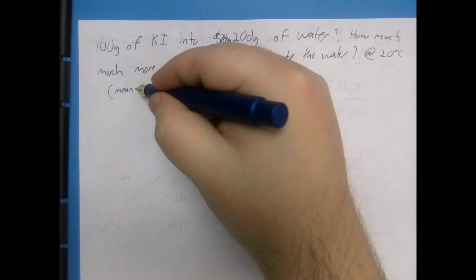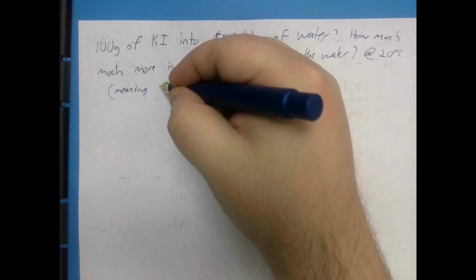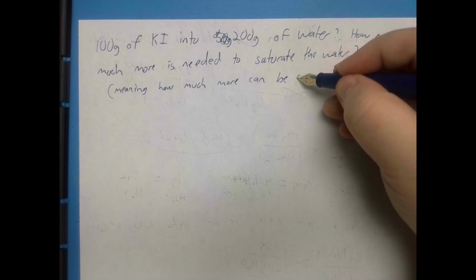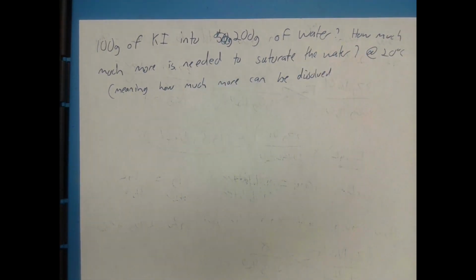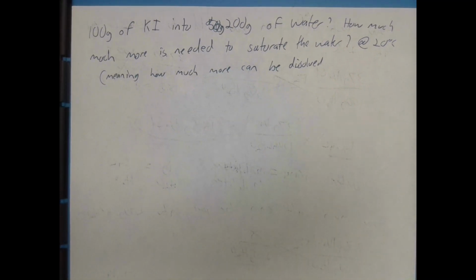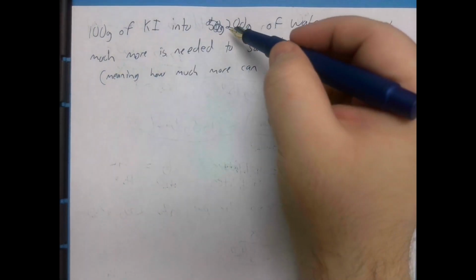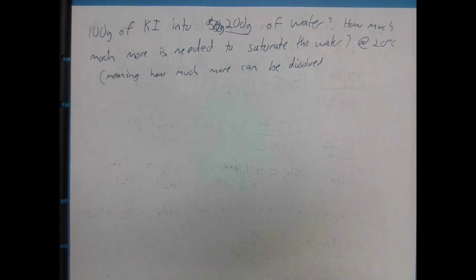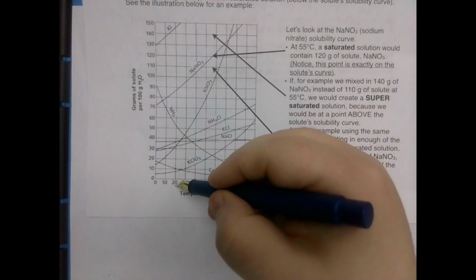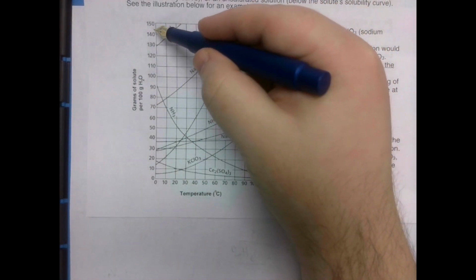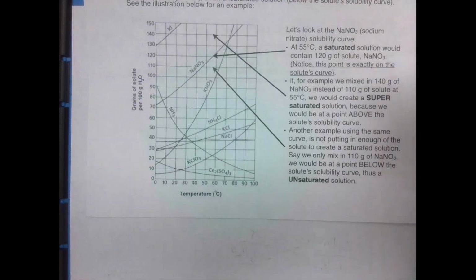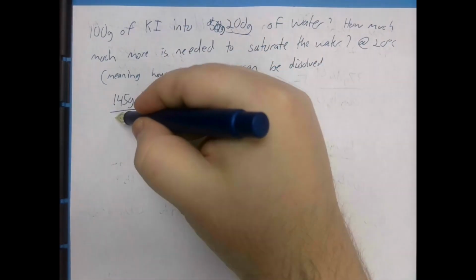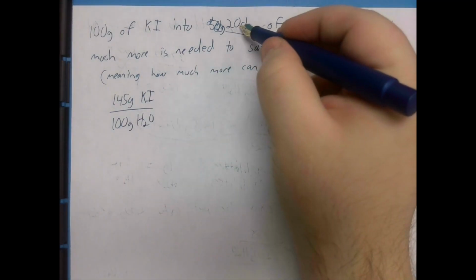So the question is, what is the solubility for potassium iodide for 200 grams of water? What is it for the standard amount, 100 grams? 145. At 20 degrees, potassium iodide for 100 grams of water is 145. So it's 145 grams KI per 100 grams of water. But we want it for 200 grams.